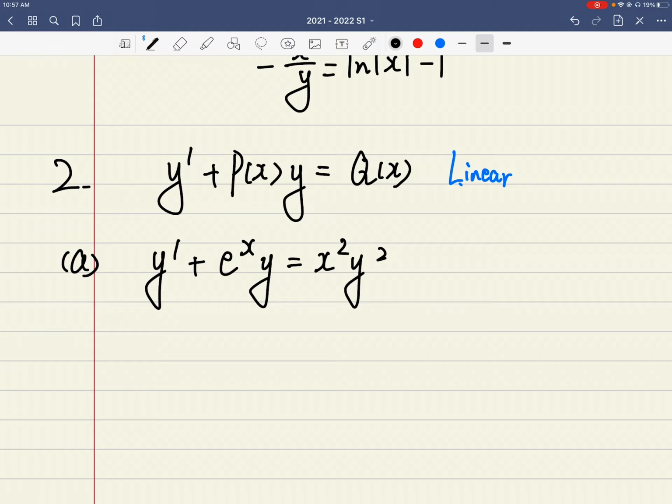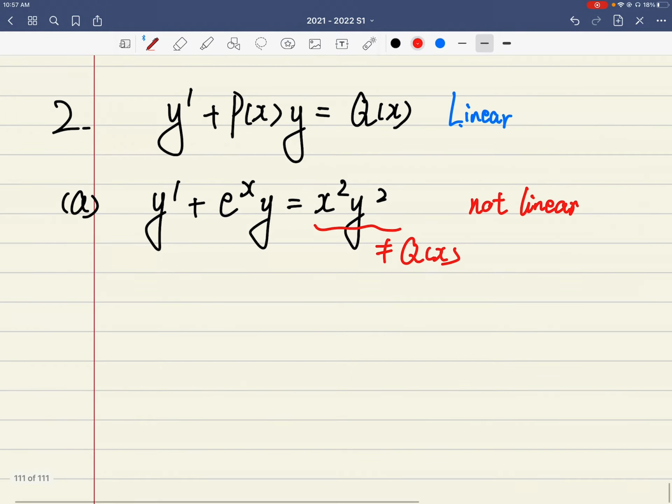So this right-hand side here is not a function of x. It's a function of x and y. So it's not linear. Okay, so it's not linear.